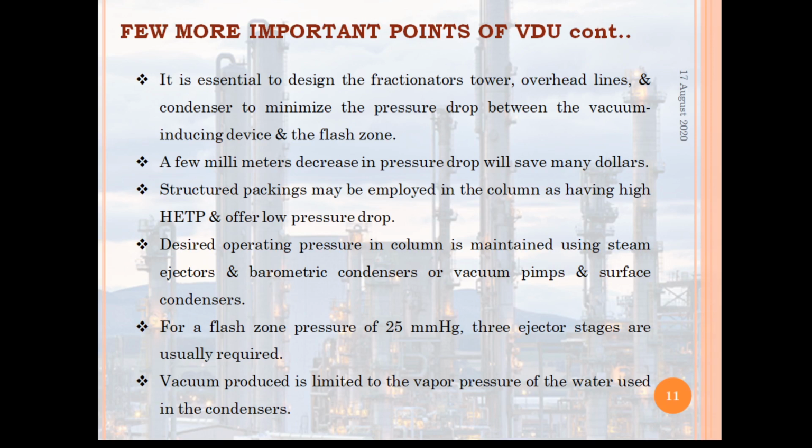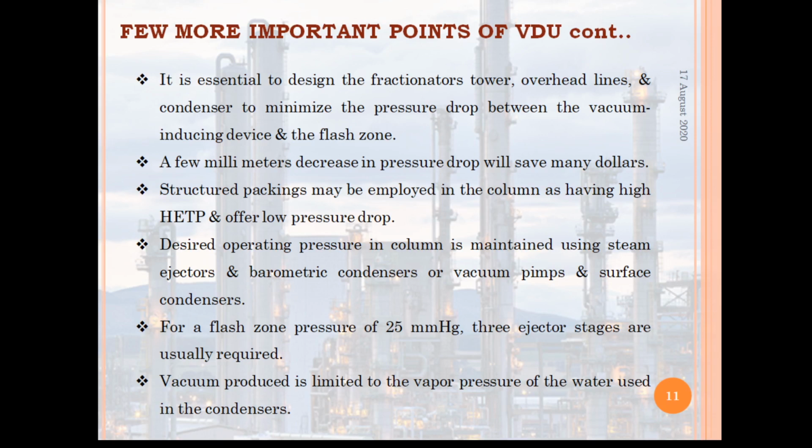The desired operating pressure in the column is maintained using steam ejectors and barometric condensers or vacuum pumps. Barometric condensers, vacuum pumps, and surface condensers.